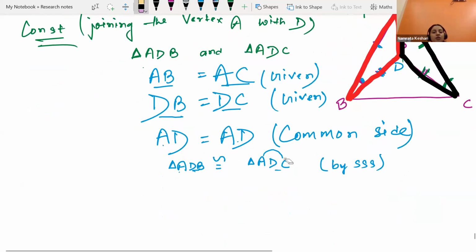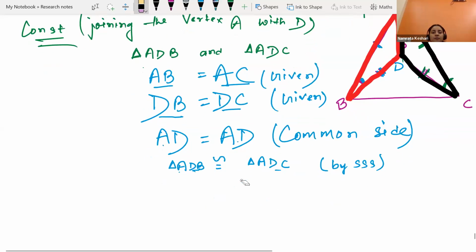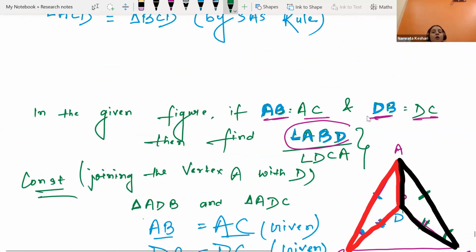Are you understanding what it means, arranging the name? Safia, Sazia and Irshad. Yes, ma'am. Irshad, do you understand what arranging the name means? Okay, we proved that these two triangles are congruent with each other by using all the information.